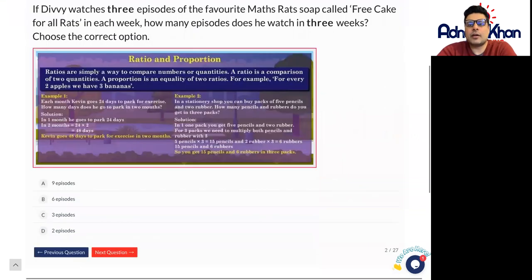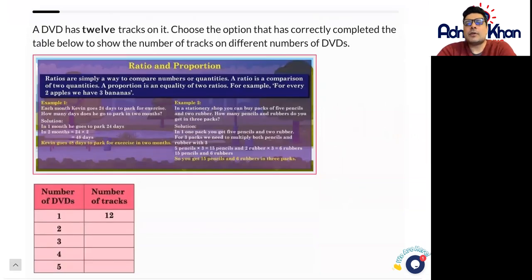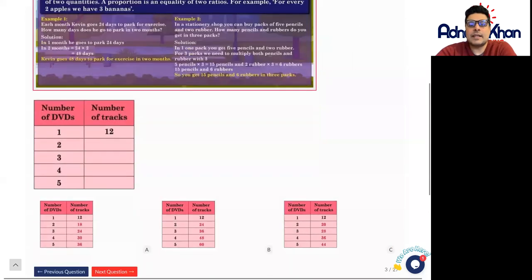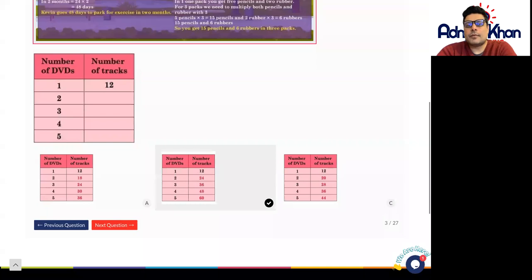In fact, let's go to slightly harder questions. We'll see what else we got here. So a DVD has 12 tracks on it. So a DVD is an instrument that you used to use to listen to music, and it had 12 songs on it, in other words. So choose the option that has correctly completed the table below to show the number of tracks on different numbers of DVDs. Okay, so we know that in 1 DVD, there are 12 songs. So in 2 DVDs, there are going to be 24. In 3 DVDs, so we're just multiplying by 12 each time, just to find the answers here. Okay, good. Let's move forward to the next question.